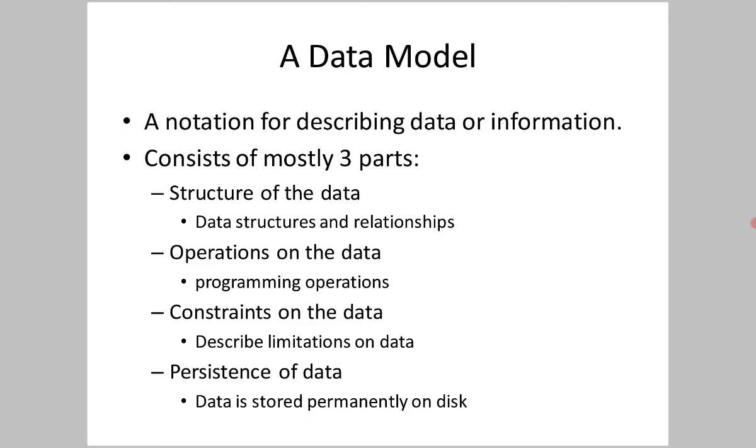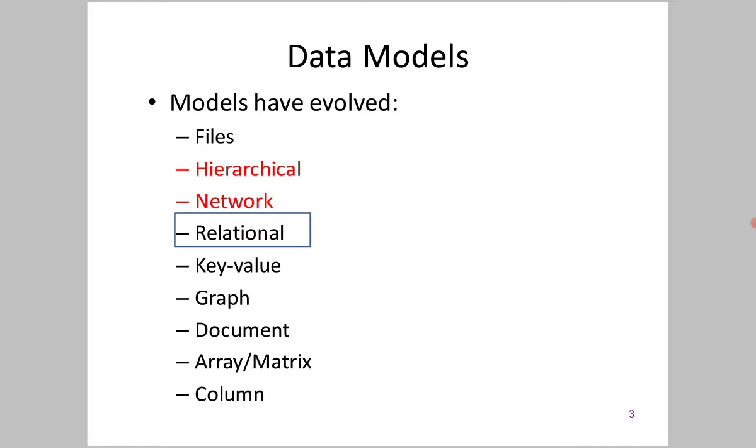Starting with the data model: it is a notation for describing data or information. Generally it is a notation or process used to describe the data or information, and consists mostly of three parts: structure of the data, operations on the data, and constraints on the data. Structure of the data means data structures and relationships. Operations on the data means programming operations. Constraints on the data means describing limitations of the data.